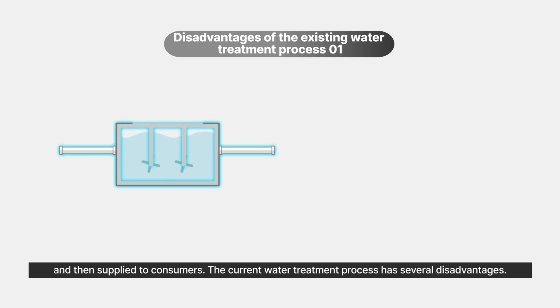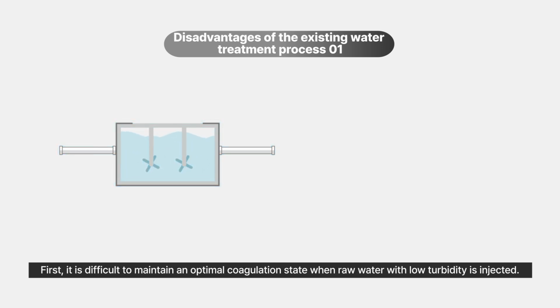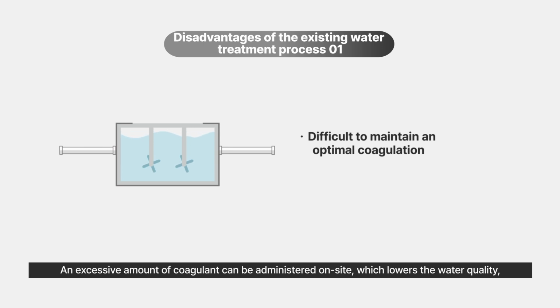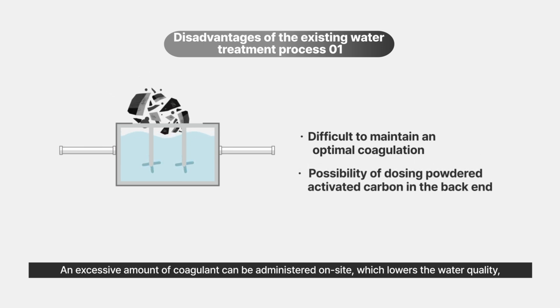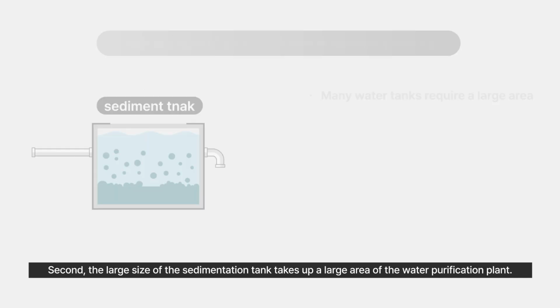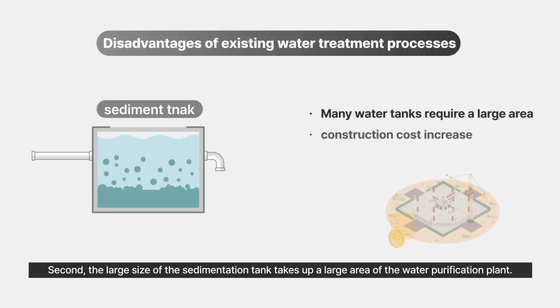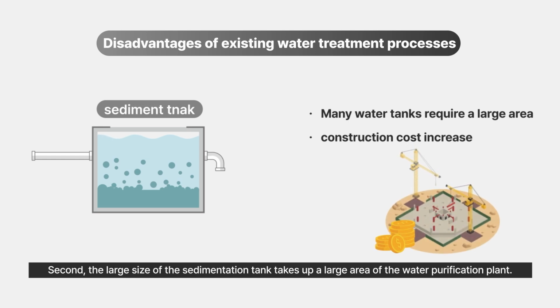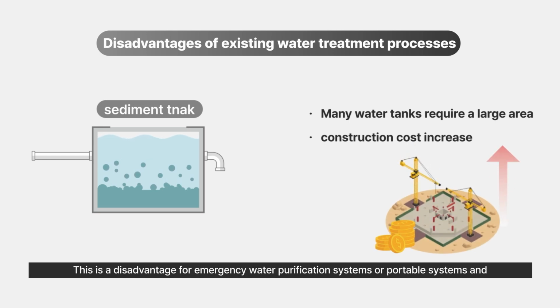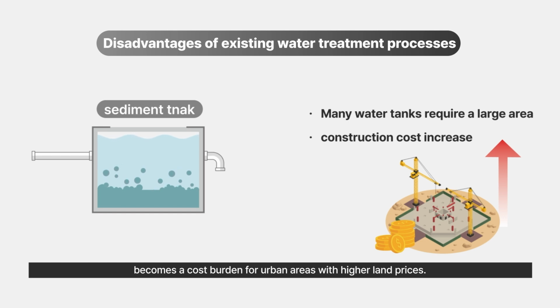The current water treatment process has several disadvantages. First, it is difficult to maintain an optimal coagulation state when raw water with low turbidity is injected. An excessive amount of coagulant can be administered on-site, which lowers the water quality, thus requiring powdered activated carbon later down the process. Second, the large size of the sedimentation tank takes up a large area of the water purification plant. This is a disadvantage for emergency water purification systems or portable systems and becomes a cost burden for urban areas with higher land prices.